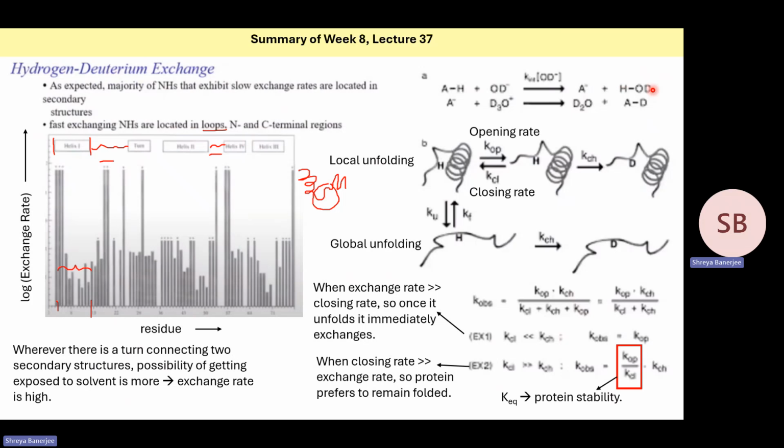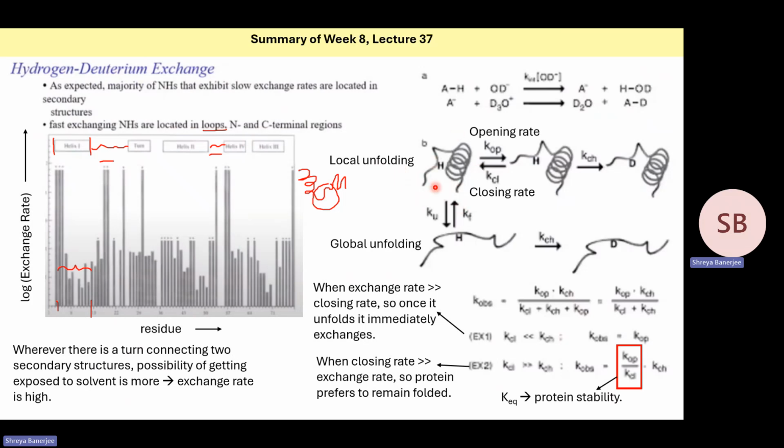Then this A minus, you add some acid in the medium. The A minus will take a deuterium from the acid and become AD. And D2O will be there in the solvent. So acid or base, if you have, it will speed up the exchange process of AH becoming AD. Now we will look at how this is happening.